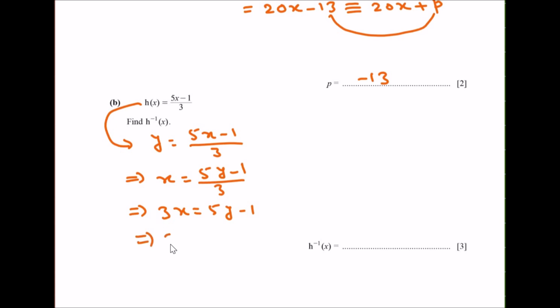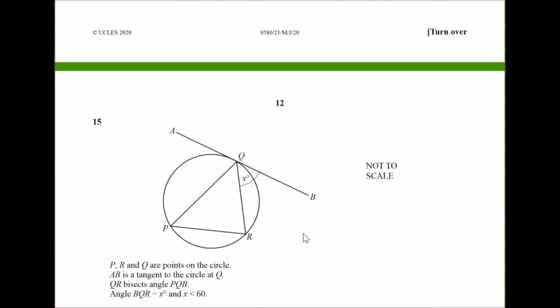This implies that 3x plus 1 is equal to 5y. Now 5 will be shifted this side. So (3x plus 1) divided by 5 is equal to y. So h inverse x is equal to (3x plus 1) divided by 5. Answer. Done.